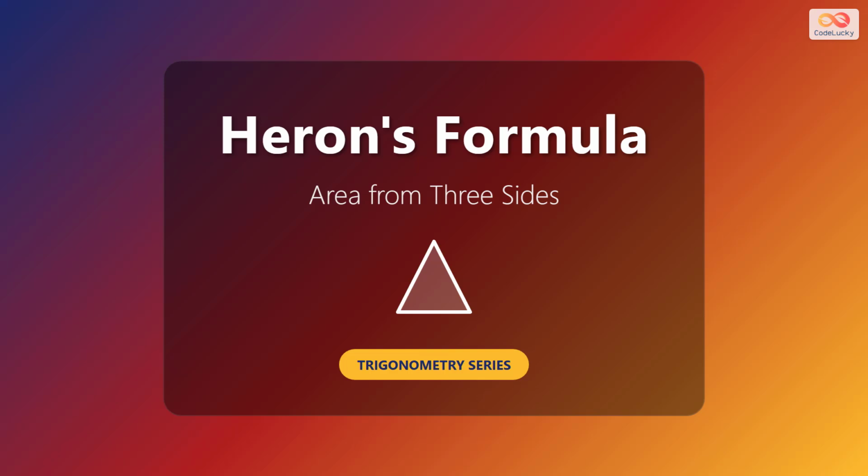Welcome to our trigonometry series. Today, we are exploring Heron's formula. This is a powerful method used to calculate the area of a triangle when we know the lengths of all three sides, but we do not know the height.